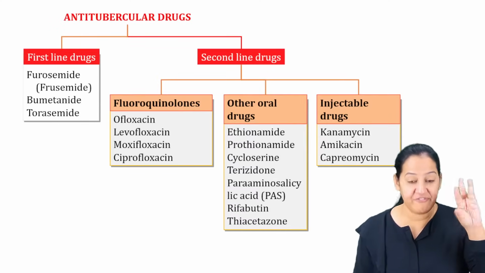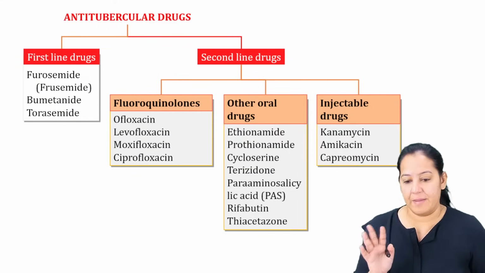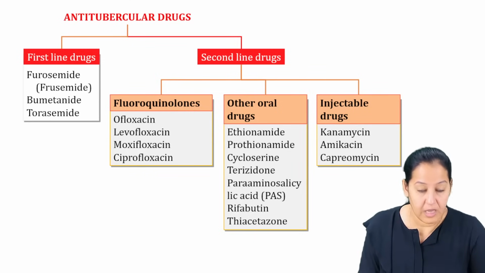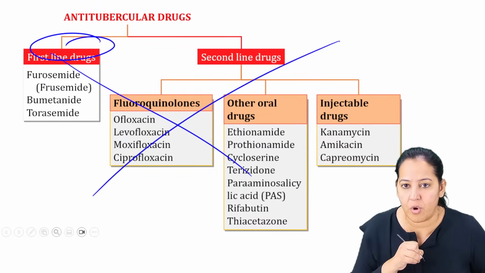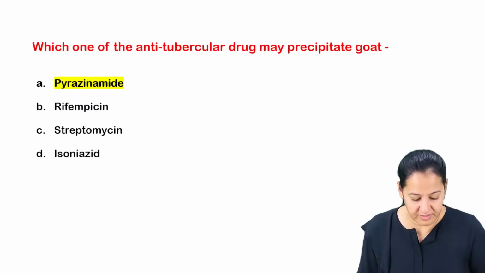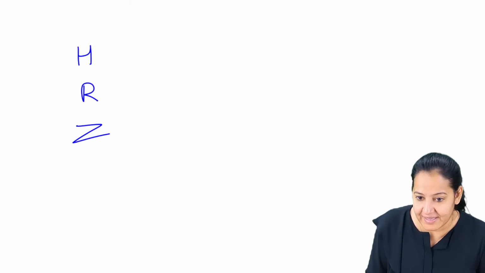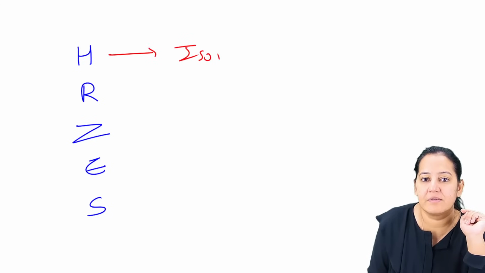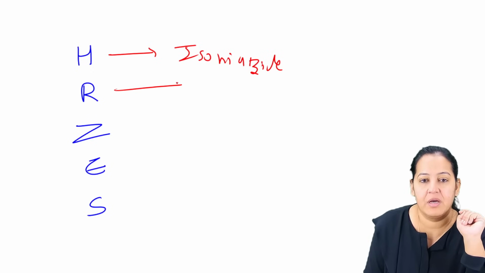So there are 5 first-line drugs. Please learn, you get very frequent questions from this topic. I'm sorry, this classification is wrongly placed. Okay, don't worry, this classification is wrong. There are 5 first-line drugs. What are the 5 first-line drugs? Isoniazid, H; rifampicin, R; pyrazinamide, Z; ethambutol, E; and streptomycin, S. H is isoniazid. R is rifampicin.